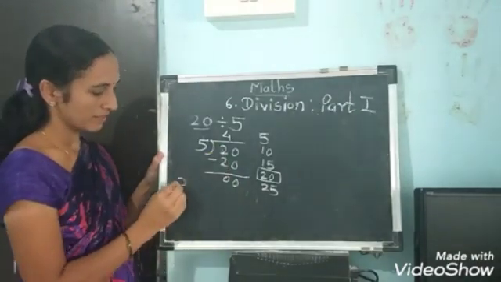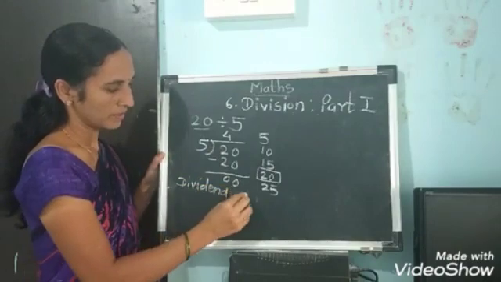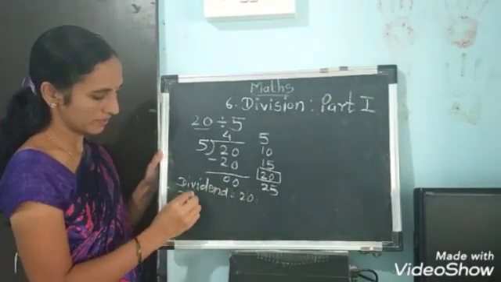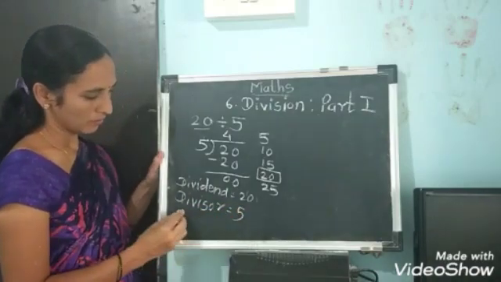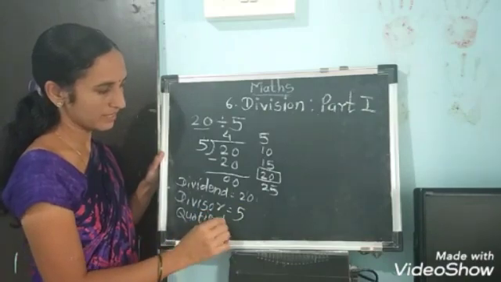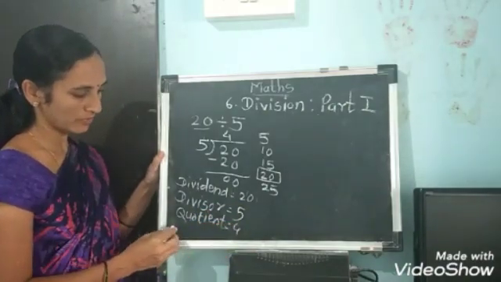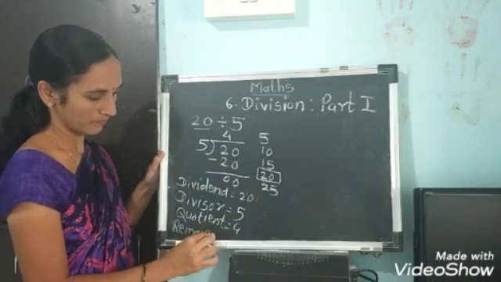Can you tell me the quotient and remainder? What is here? Dividend is 20. Divisor is 5. Quotient is only our answer. So it is a word problem. We have to write using therefore. Remainder is 0.